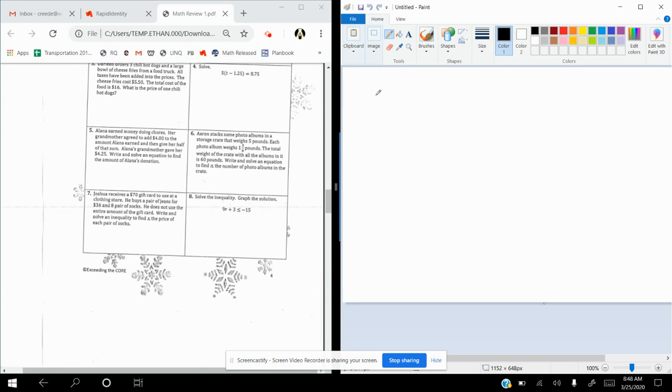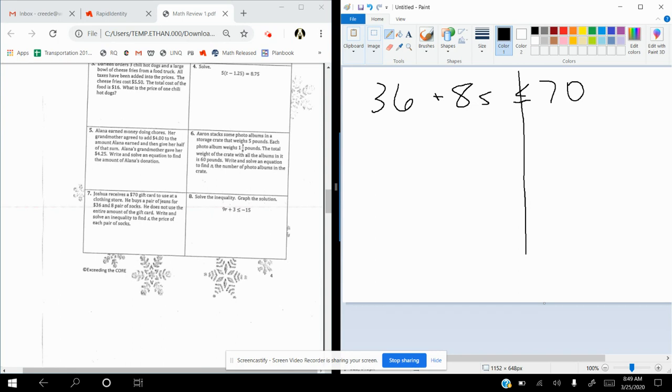Okay, so he does not spend the entire amount, but he can use anything up to $70 and less. So we got $36 plus 8 pairs of socks. So in this case, 8S. We got to figure out what that S is. And that right there has got to be less than 70. Or less than or equal to 70. Even though he does not use the entire amount, it does not matter. He can still spend up to $70. So let's go ahead and solve this inequality.